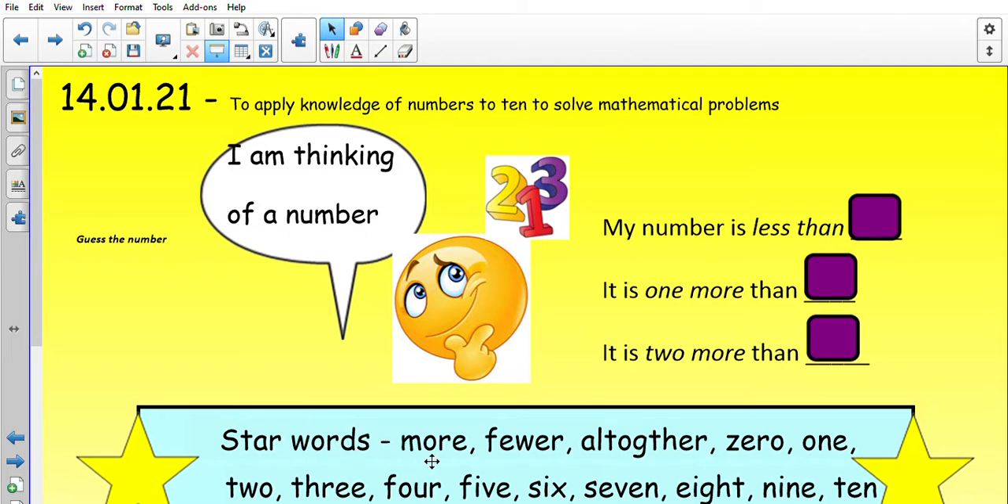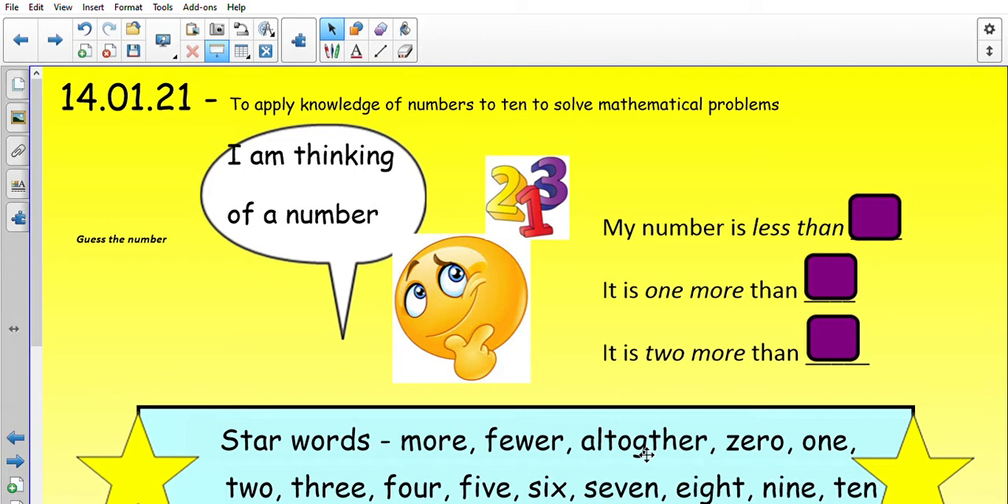So here they are, and these are the words that we were looking at yesterday. So we've got more, which means it's getting bigger, doesn't it? And fewer, which means it's getting smaller. And you're all so good at showing me that you knew what more and fewer meant. Our next word, our star word today, is all together. So that's when we put numbers together or things together and see how many we've got when they're all there together.